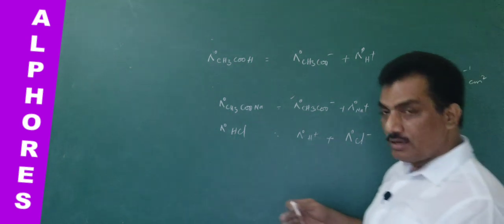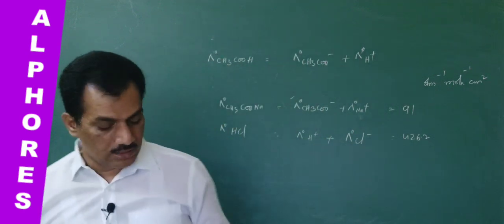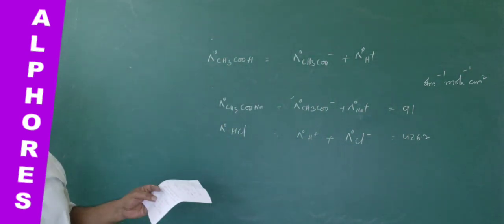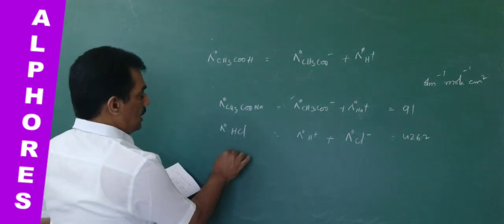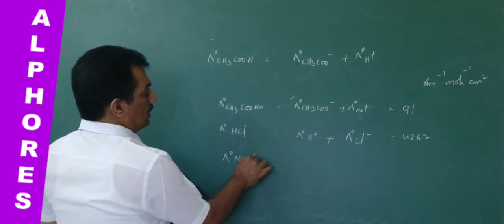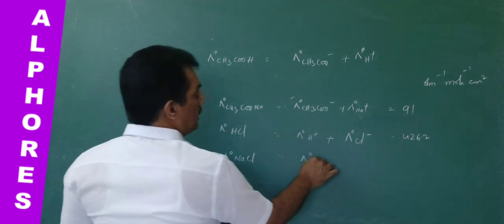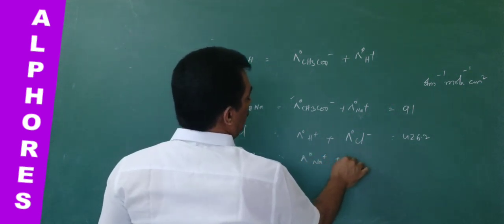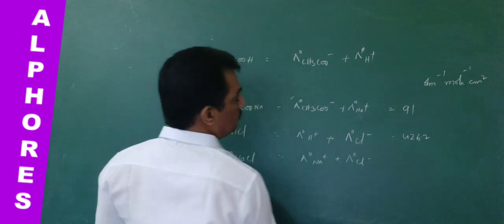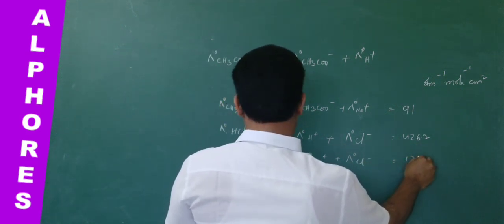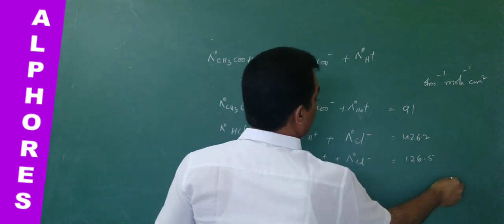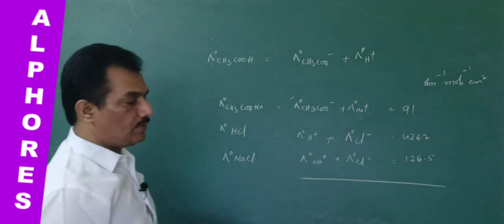Is there any data which gives these two conductances combined? Yes, there is. It is NaCl, if you observe. Lambda naught NaCl is nothing but lambda naught Na plus and lambda naught Cl minus. The sum of these two is given as 126.5. Now I think you are clear with this one.